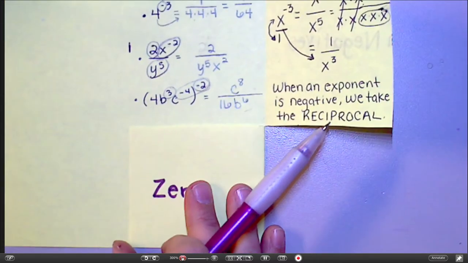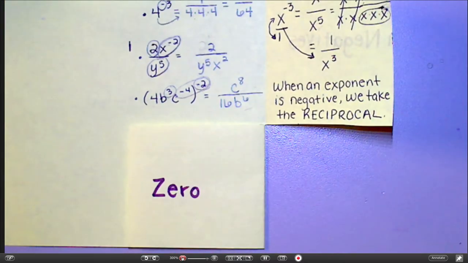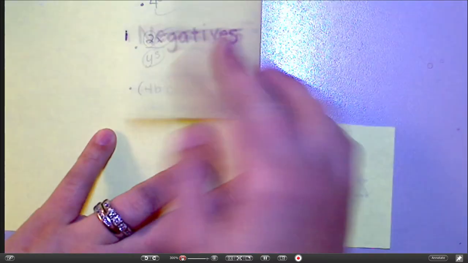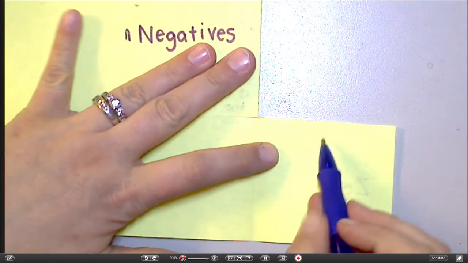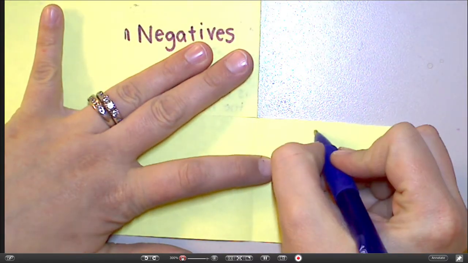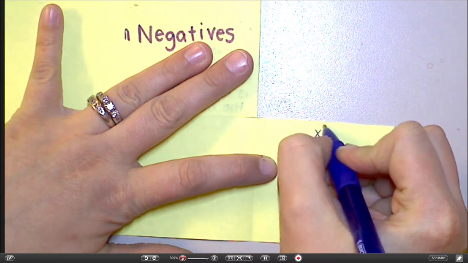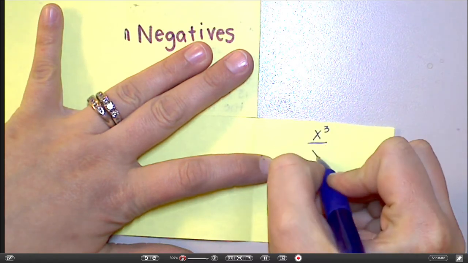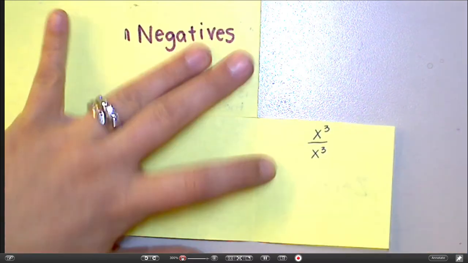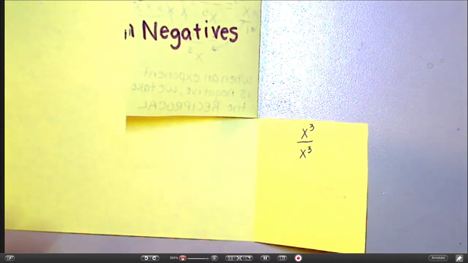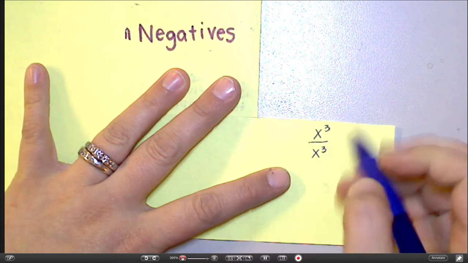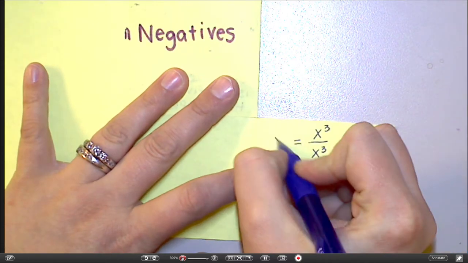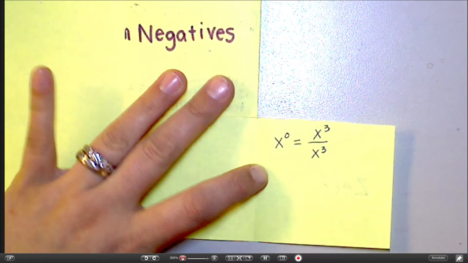Okay, let's move on to 0, because 0 is actually a whole lot easier. For 0 exponent, we're going to do something similar to what you did a minute ago. Starting sort of in the middle of your flap, I want you to write x to the 3rd over x to the 3rd. Well, again, using our division rule, we know we should subtract these, and 3 minus 3 is 0. So what I really have here is x to the power of 0.